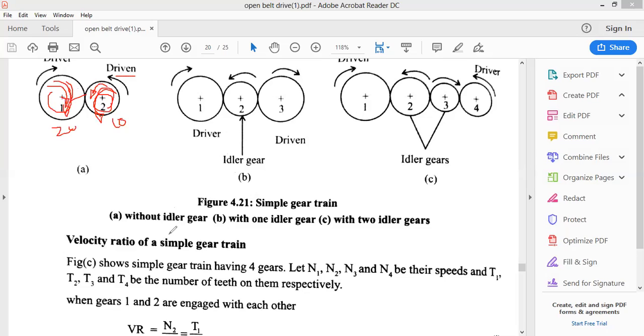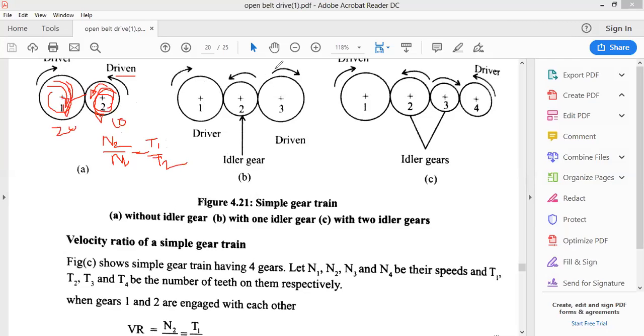Okay, right? So yeah, and what is the speed at which it is going to rotate? We can find out. Okay, so here what we need is N2 by N1 is going to be equal to T1 by T2, right? Okay, right. So now let us take up this case.